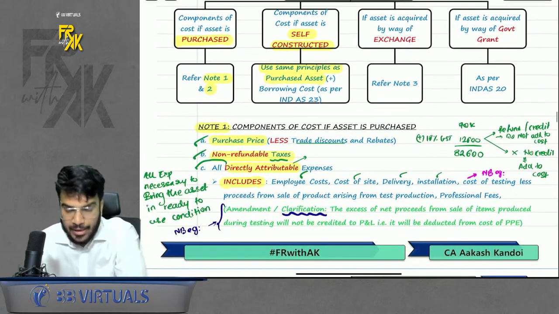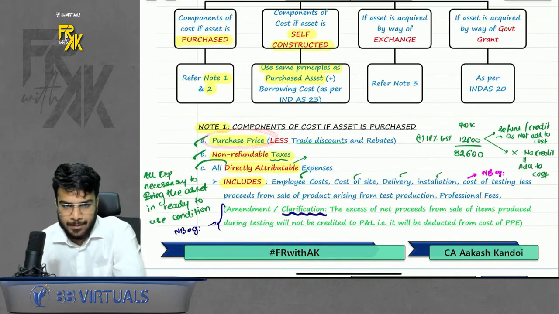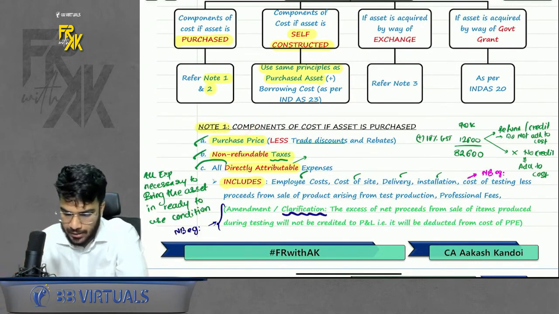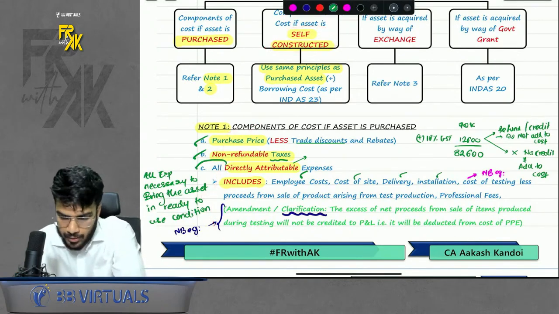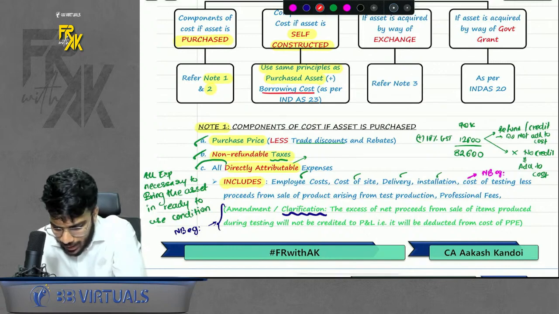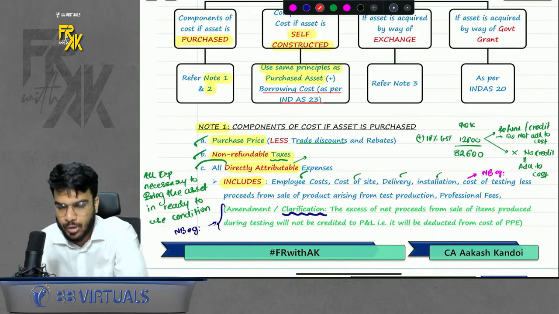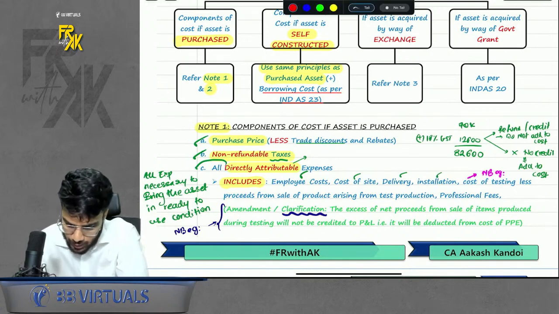Logically, everything will be the same except the fact that the purchase price will not be there. There will be cost of raw materials, and cost of construction will also form part of the cost of your PPE in case of construction, but all other principles remain the same. Also, there is one more point written here. We will also add borrowing cost as per IND AS 23. Like we used to have AS 16 for borrowing cost, in IND AS we have IND AS 23 for borrowing cost.